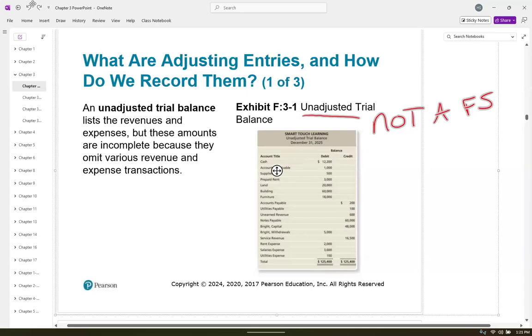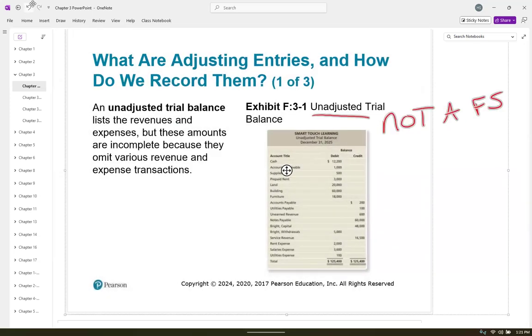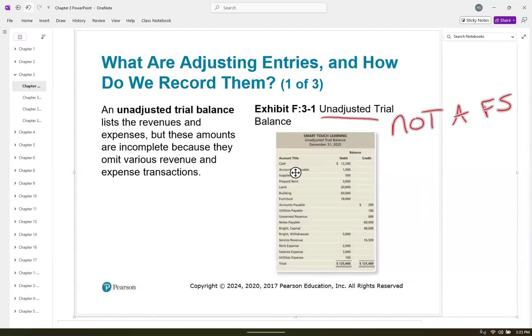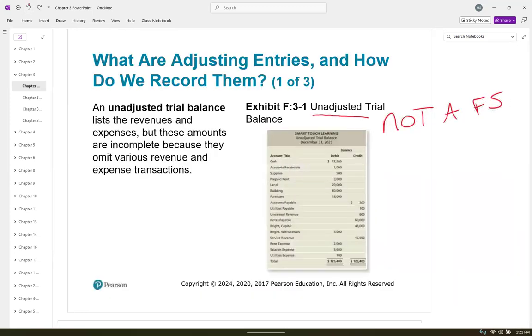Okay, so we can see right here between, stop. There we go. So we have cash, accounts receivable, supplies, prepaid rent, land, building, and furniture. Notice every one of those has a normal debit balance because those are all your assets. Now we have our liabilities: accounts payable, utilities payable, unearned revenue, and notes payable. Those are all liability accounts.